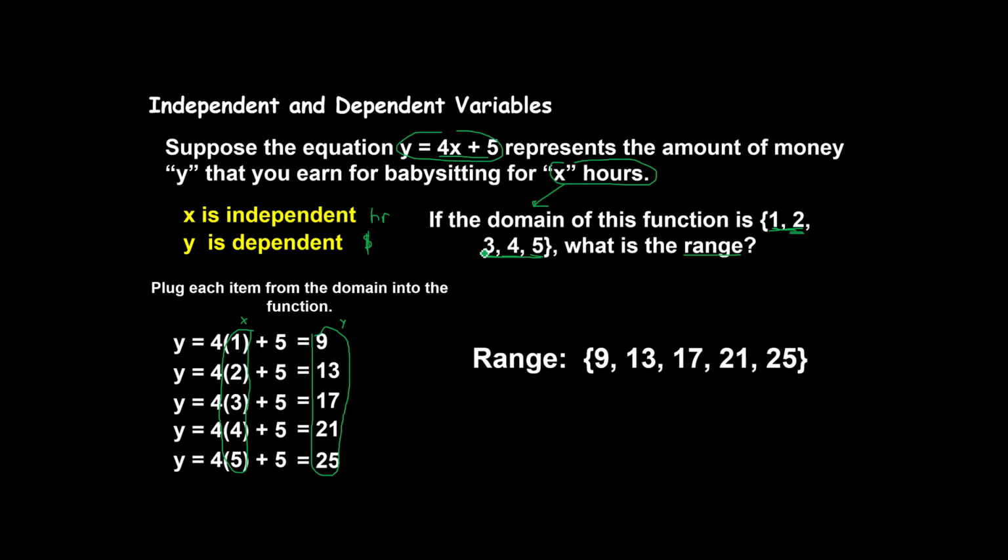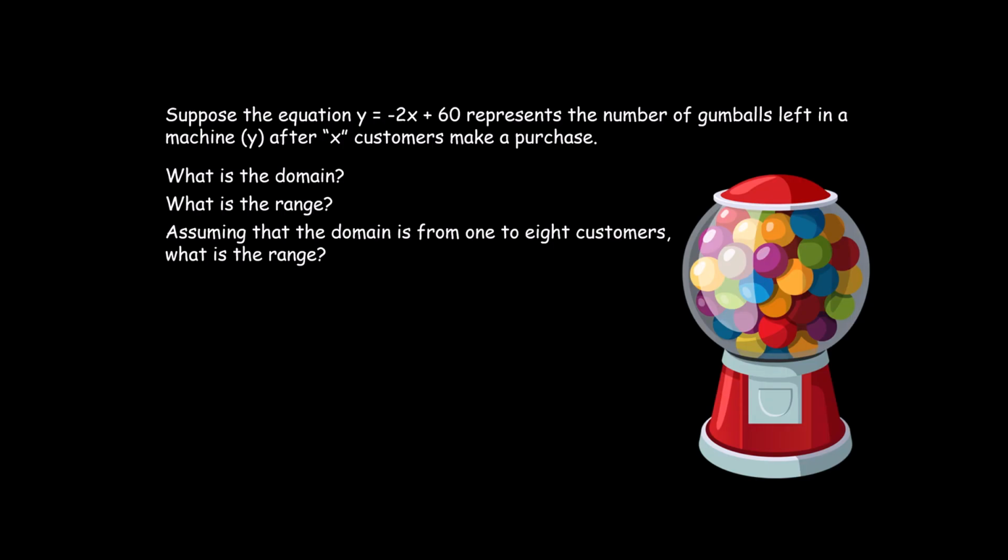The domain goes into the rule and spits out the range. The only possible values of dollar amounts that I can earn is $9, $13, $17, $21, and $25 because these are my only choices for the number of hours I can work. I'm going to do another one of these. That can be a little bit confusing.